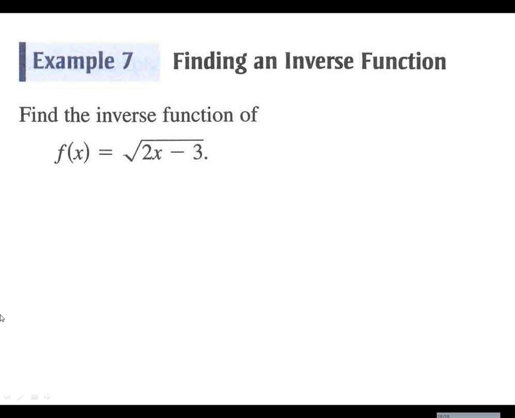All right, last one. Let's find the inverse of this square root function. We know that the square root function will pass the horizontal line test. If we're unsure, you could graph it and take a look at it, but it certainly will. So let's go ahead and find the inverse.